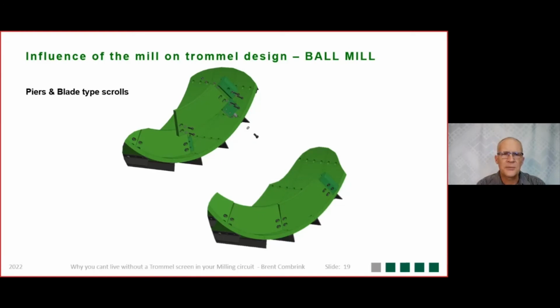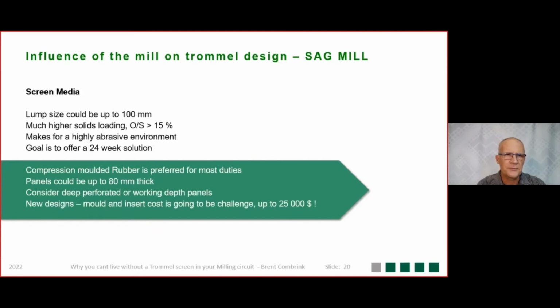Piers and blade type scrolls are significant of the super scrolls that we use, and they basically bolt onto the piers, which gives you a nice consistent spiral through the trommel screen length. Then on the SAG mills, the screen meter, the lump size could be up to 100mm, with much higher solids loading. You could have up to 15% oversize going over that screen length. Makes for a highly abrasive environment.